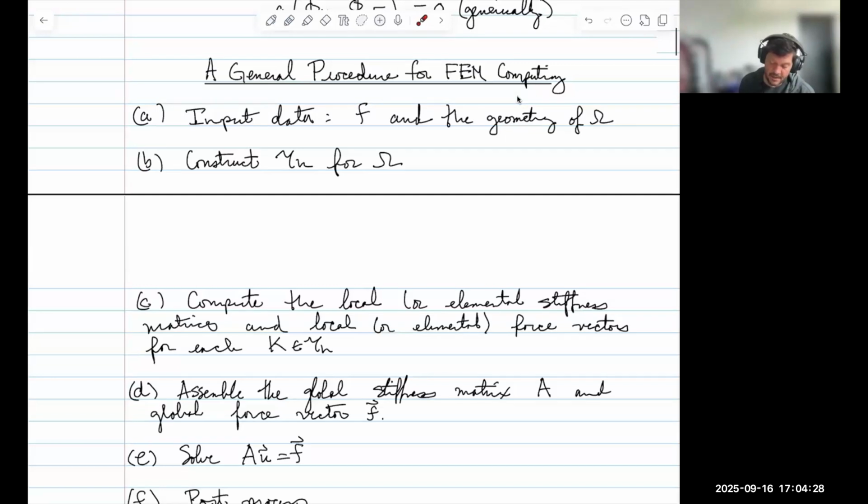Then the next thing we need to do is compute the so-called local or elemental stiffness matrix and the local or elemental force vectors for each triangle. So this will take some explaining. So I need to explain this.